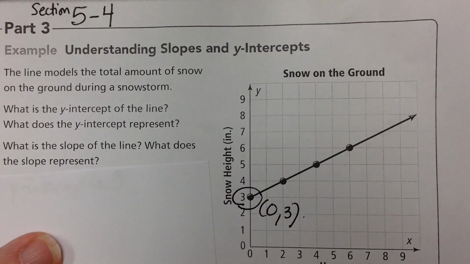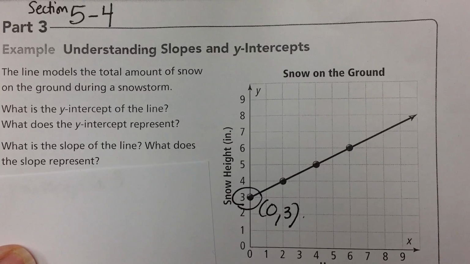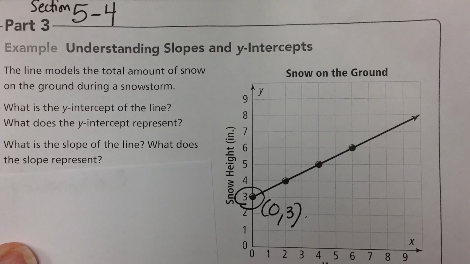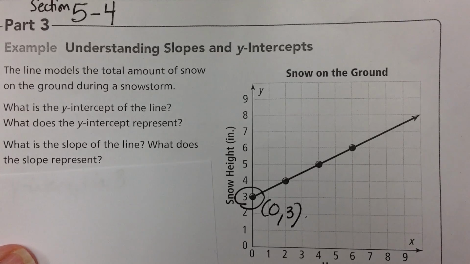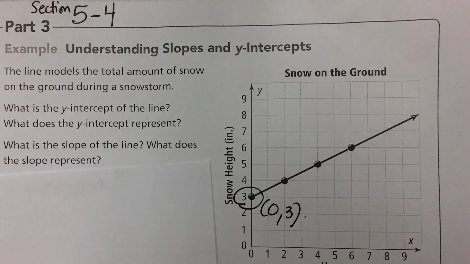Section 5-4, Understanding Slopes and Y-intercepts. The line models the total amount of snow on the ground during a snowstorm. What is the y-intercept of the line? What does the y-intercept represent? And what is the slope of the line? And what does the slope represent?